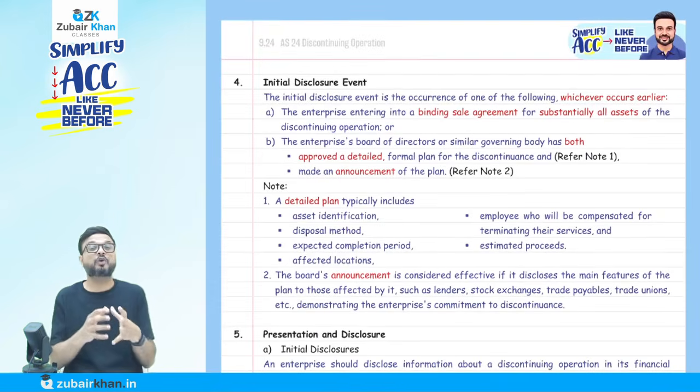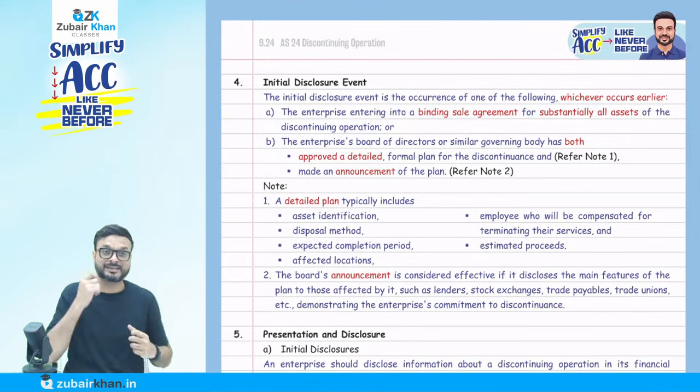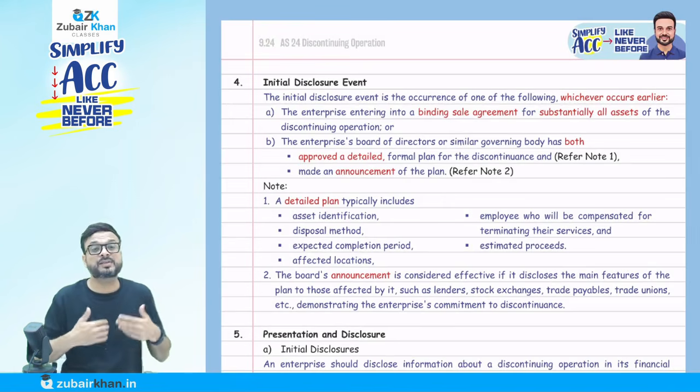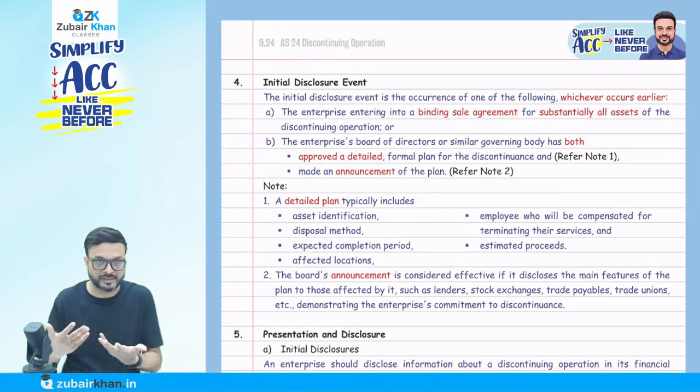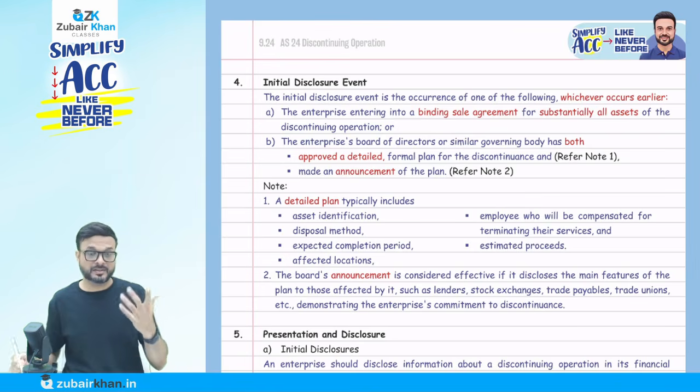Now we have discussed what we mean by discontinuing operation. Now the second stage: when should we start disclosing about a discontinuing operation? And the last stage will be what should we disclose? Now understand that. When should we start?